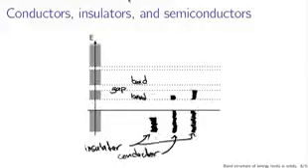A third case that you've probably heard of is if we have all of our bound states filled and almost all, or perhaps just a few states in the next energy state filled. This we would call a semiconductor.